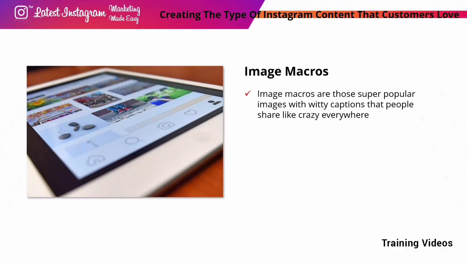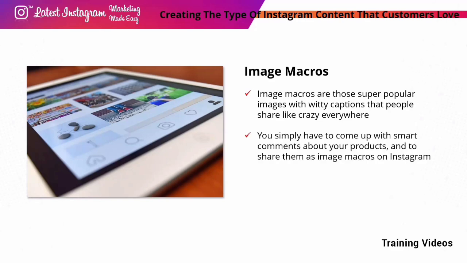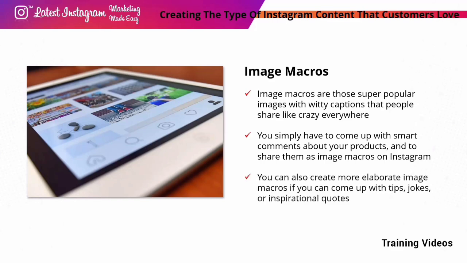The trick is to combine image macros with your brand, or with the stuff that you sell. You simply have to come up with smart comments about your products, and to share them as image macros on Instagram. Potential customers will stumble upon them. They will share them, and they will follow your account to see more of your branded macros in your timeline. You can also create more elaborate image macros if you can come up with tips, jokes, or inspirational quotes.